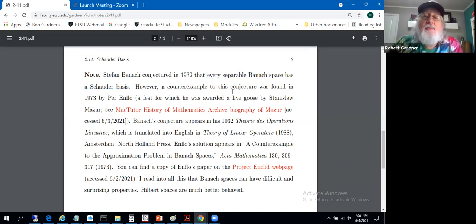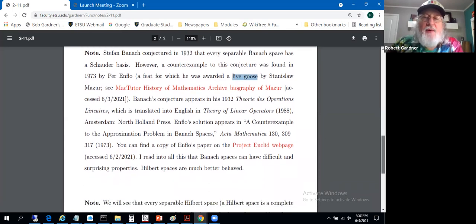But a counterexample to this conjecture was found in 1973 by Per Enflo, a feat for which he was awarded a live goose by Stanislaw Mazur, the only history of math story I know that features a live goose. There's a link to some historical records that document this. I think it's a common story that's told, but apparently well documented.